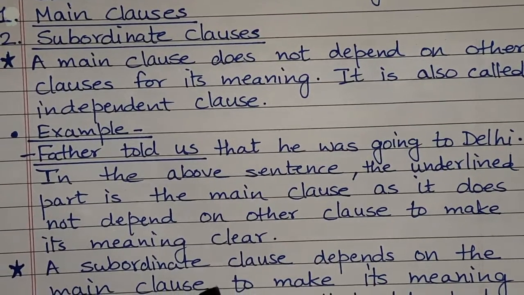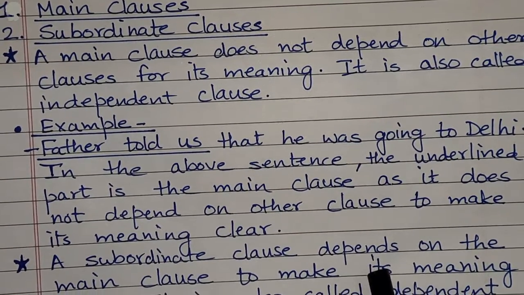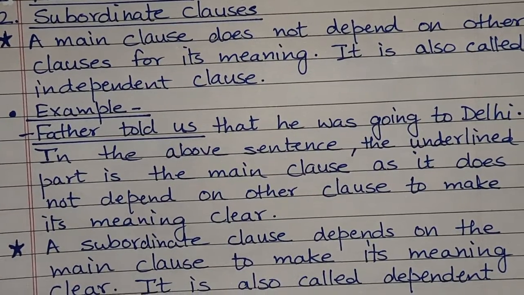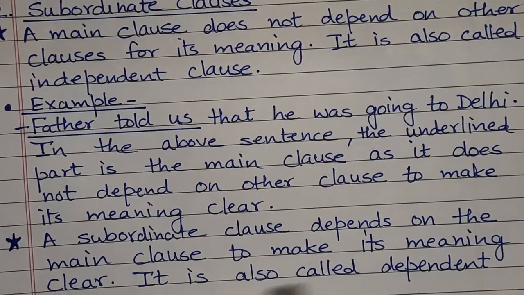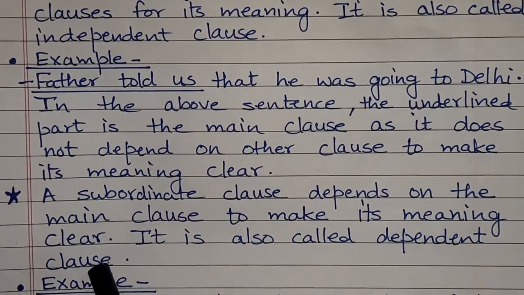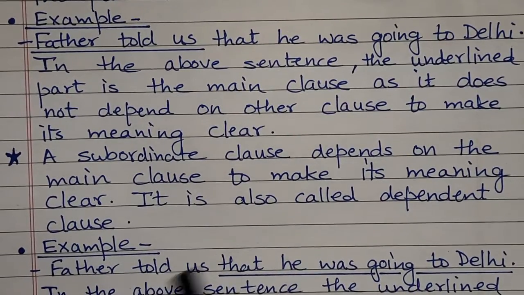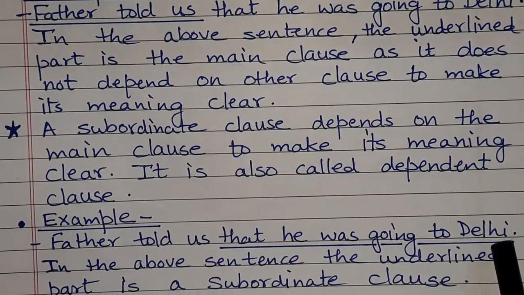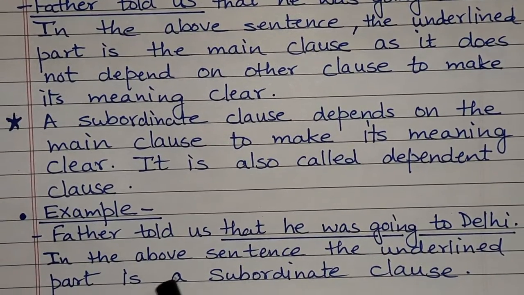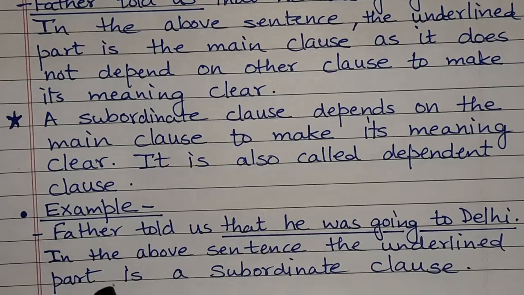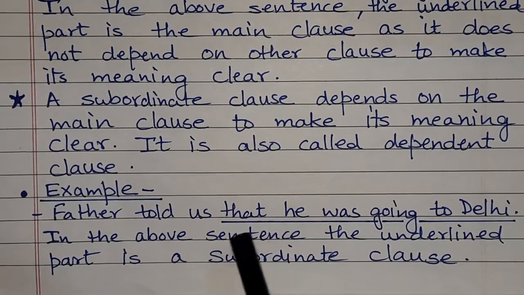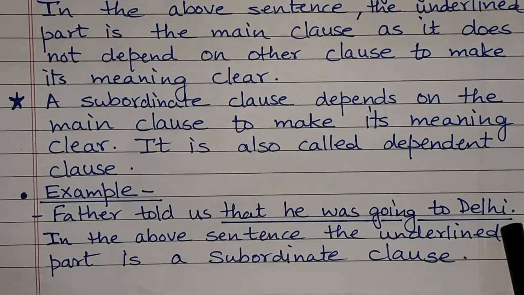Then a subordinate clause depends on the main clause to make its meaning clear. It is also called dependent clause. For example, my father told us that he was going to Delhi. In the above sentence, the underlined part is a subordinate clause, that he was going to Delhi.